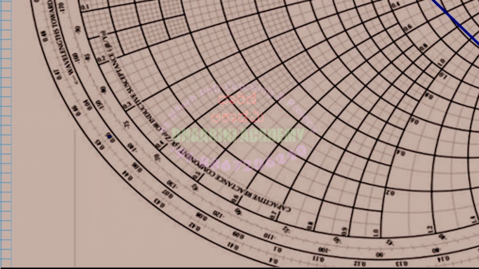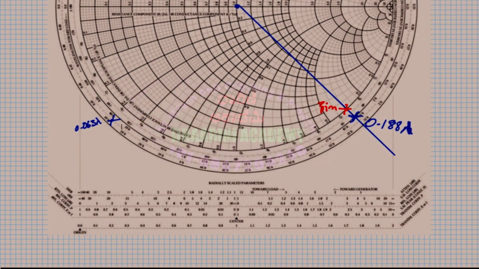So 0.056, 0.063. I'll write the 0.063, maybe this point. Okay, this is the 0.063 lambda. Now what I'm going to do, I will mark. Let me use a red color, so that's a standard notation for the point.